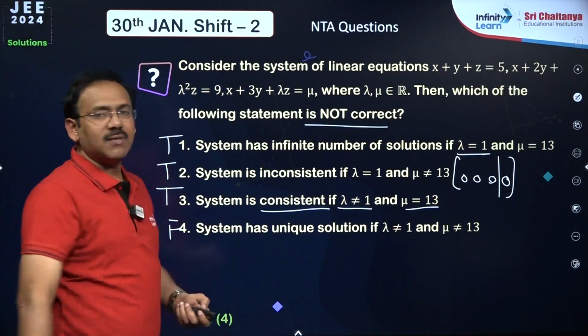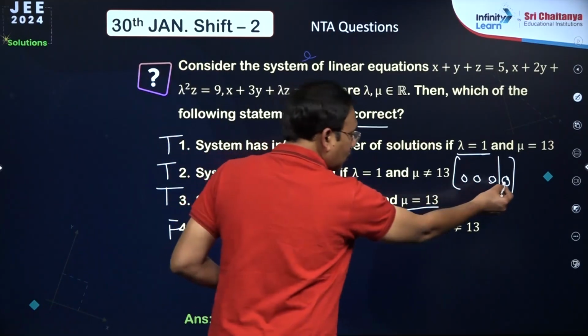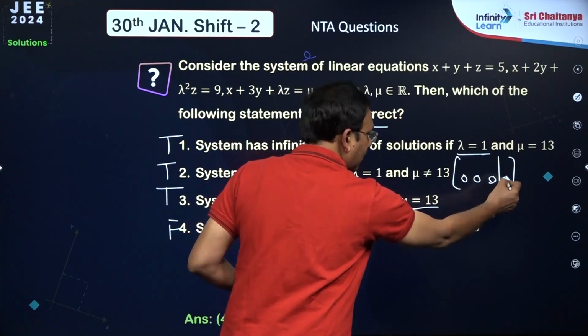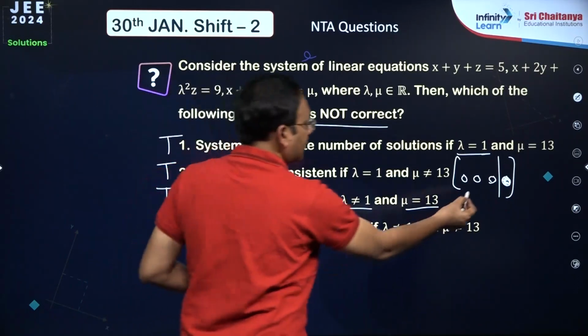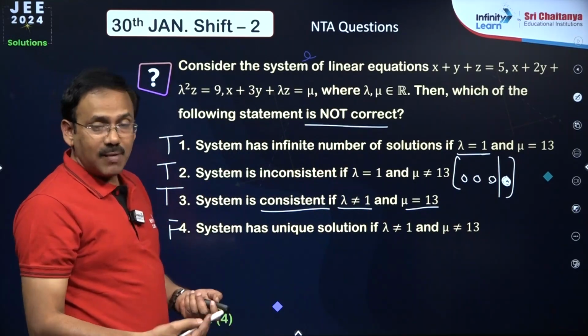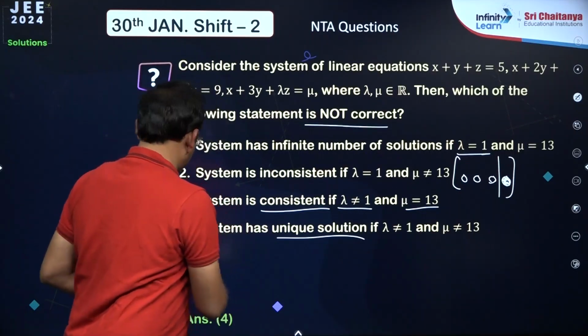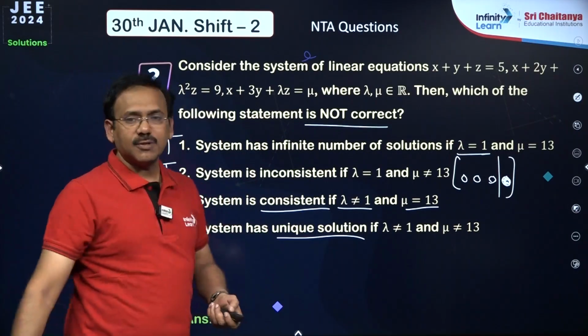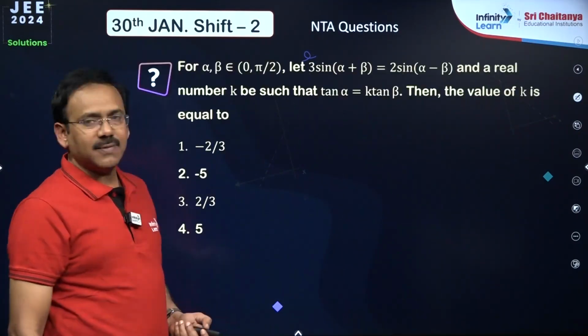So, the fourth statement is false, because if lambda not equal to 1, mu not equal to 13, means here a non-zero number is there. Lambda not equal to 1 will not ensure whether here it is 0 or non-zero. So, it may be inconsistent, may be consistent, but the unique solution claim is false. So, the fourth option is the right answer here. You can also do it by using Cramer's method.